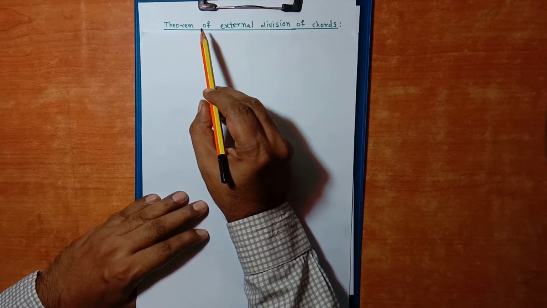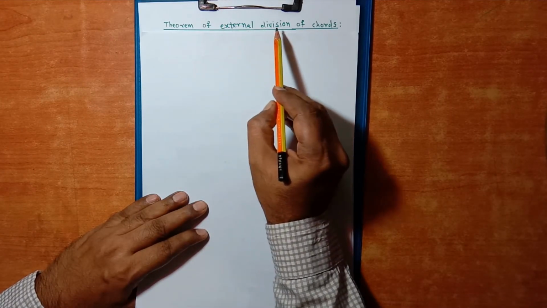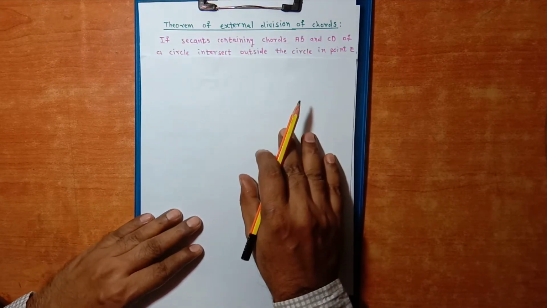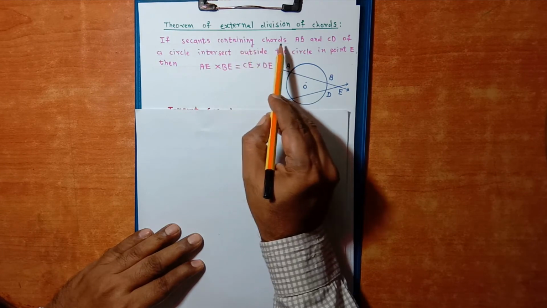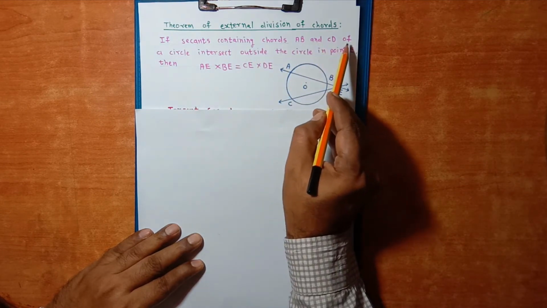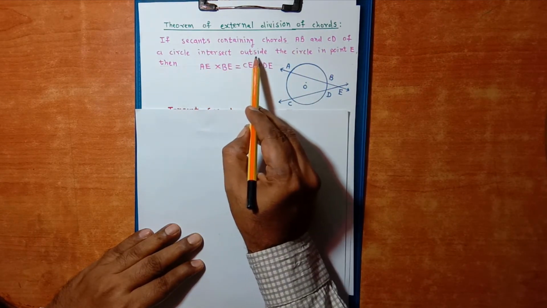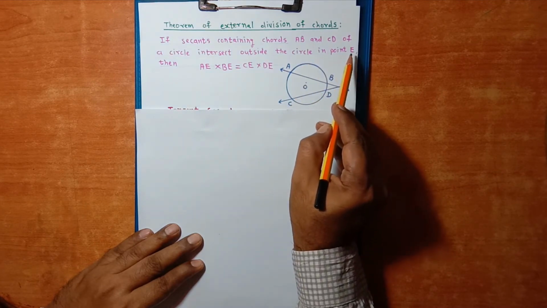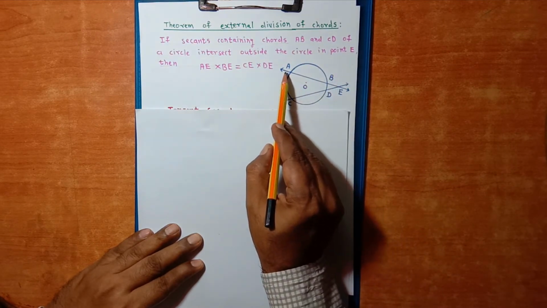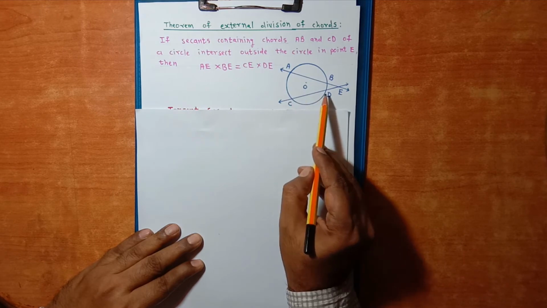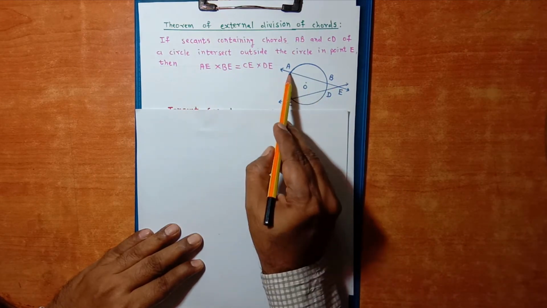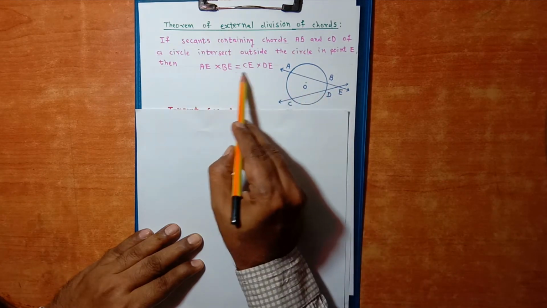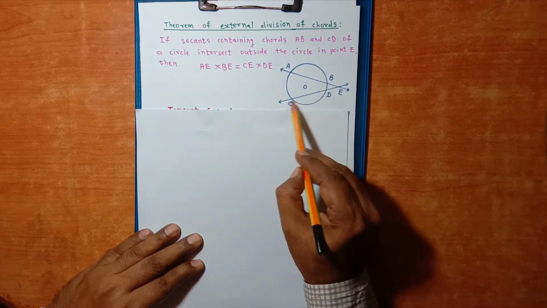Now next theorem is the theorem of external division of chords. If secants containing chords AB and CD of a circle intersect outside the circle in point E, here secant AB and secant CD intersect at point E, then AE into BE is equal to CE into DE.